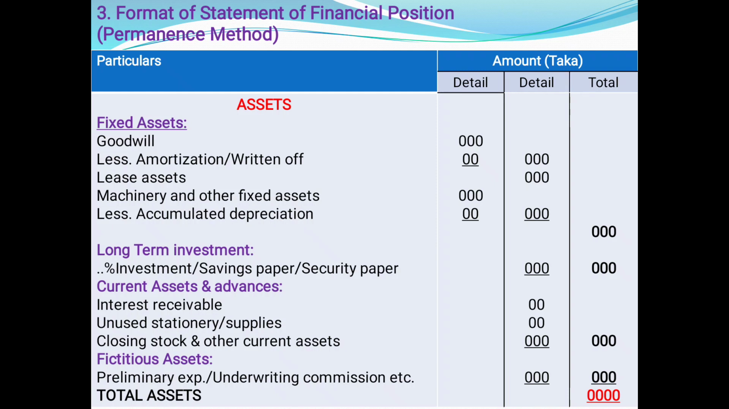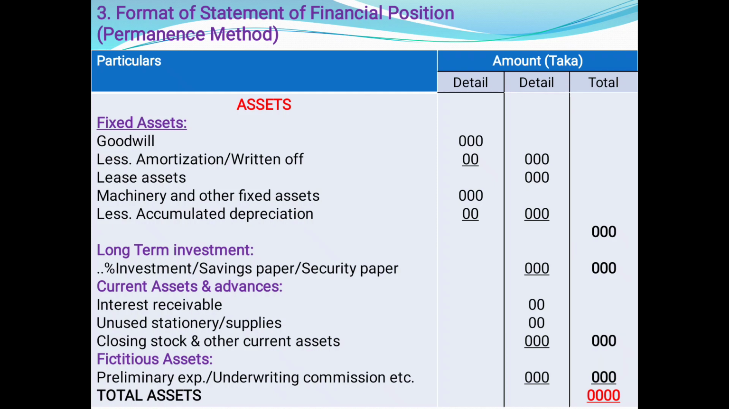Long-term investment can include percentage of investment, savings paper, security paper, commercial paper. Current assets and advances: interest receivable, unused stationery, closing stock and other current assets. Fictitious asset: preliminary expenses, underwriter's commission, etc. Total assets.